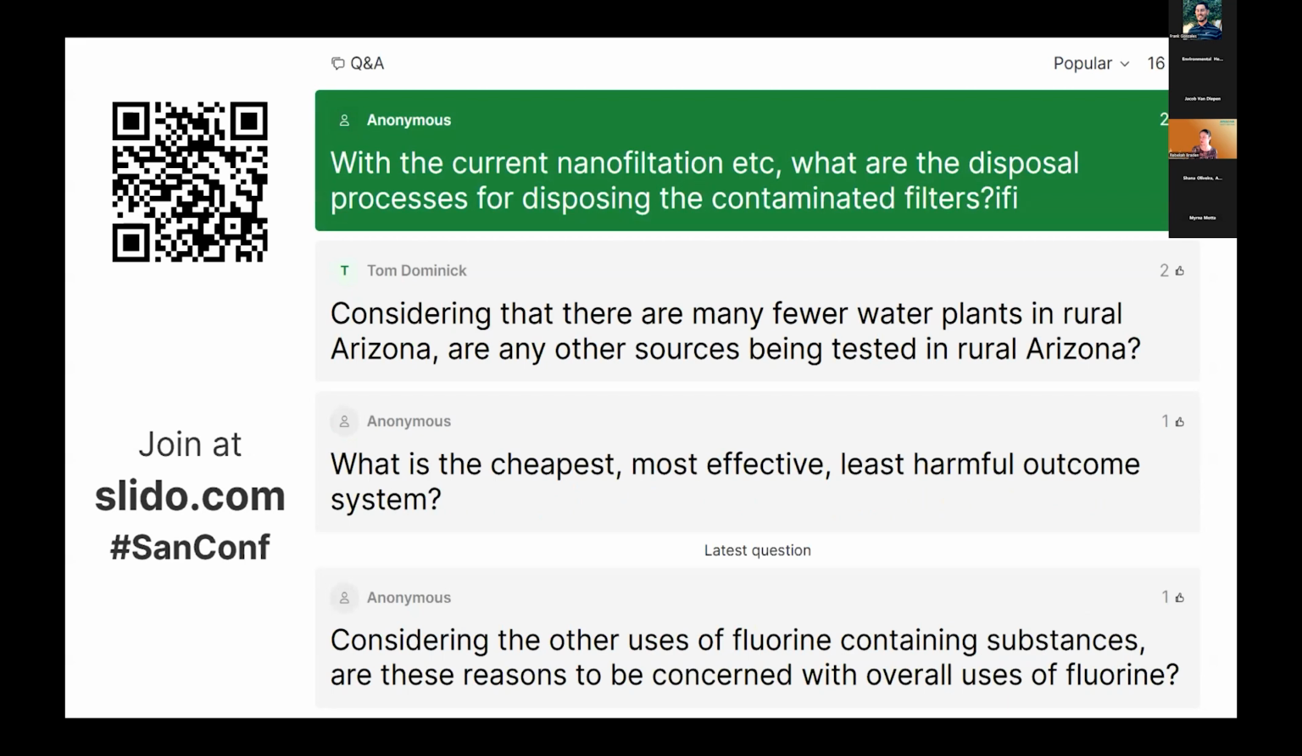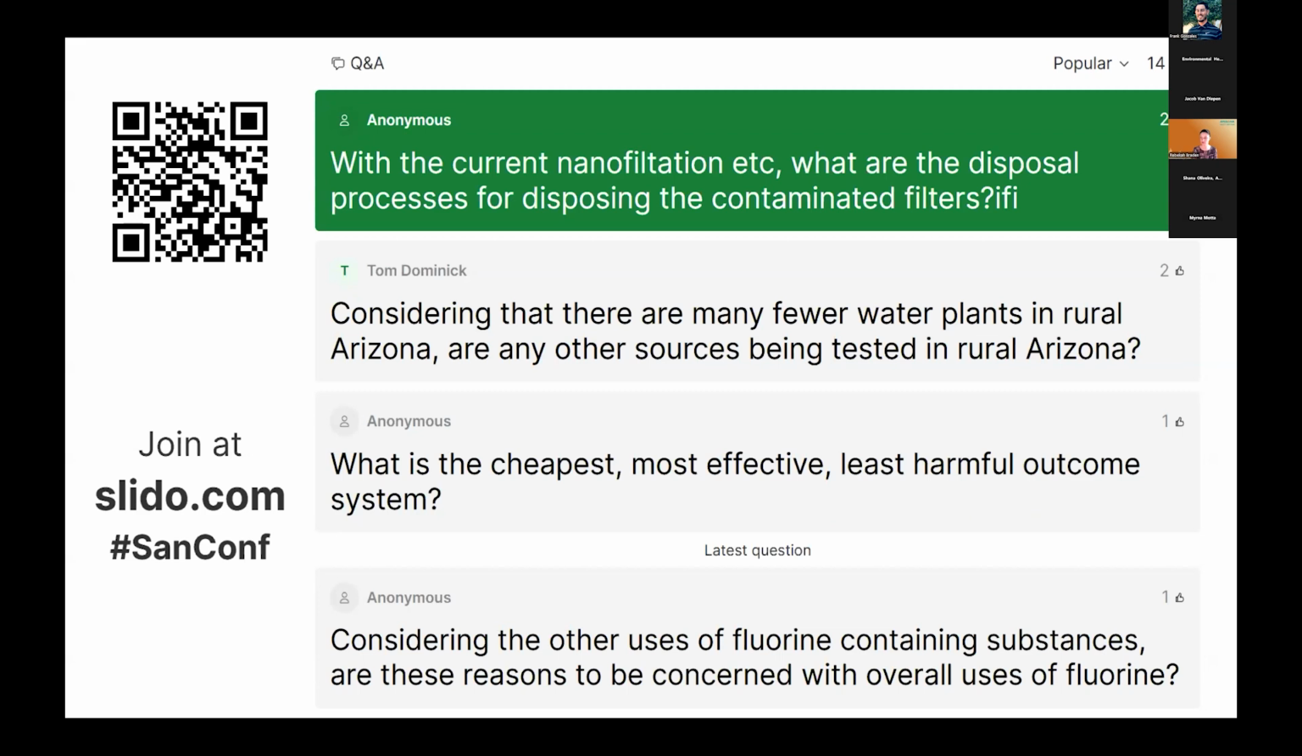All right. Our next question. With the current nanofiltration, etc., what are the disposal processes for disposing the contaminated filters? Oh, that is a wonderful question. So you say reverse osmosis or nanofiltration, and then you have this concentrate that's left behind, and it's got the PFAS molecules and other stuff in with it. So then what do you do with it?